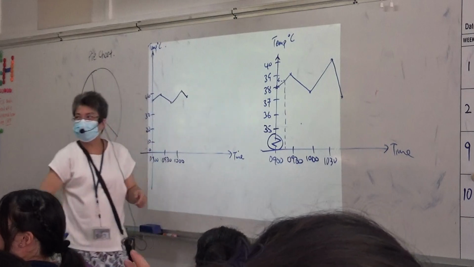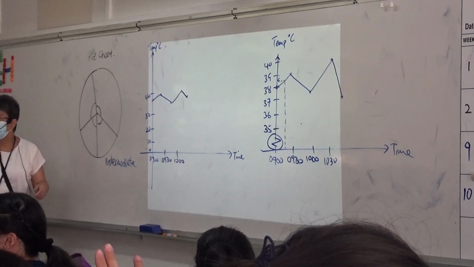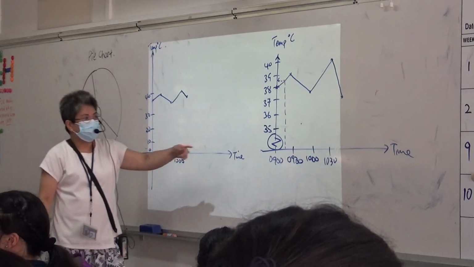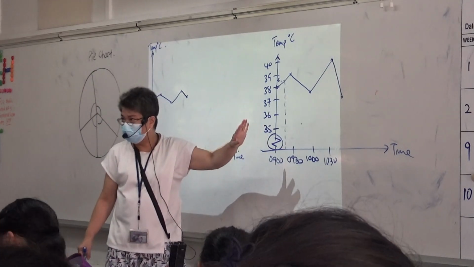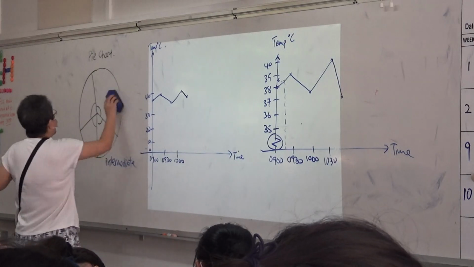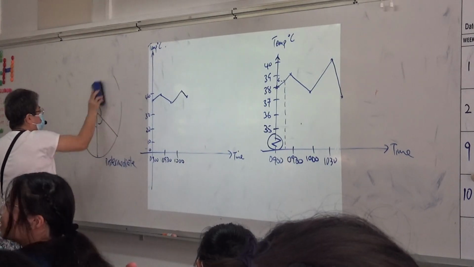What does this zigzag sign mean? Not drawn to scale. I just start from 35. Is that clear? All this we ignore. Clear? Okay, good. Now, we turn to the next book.